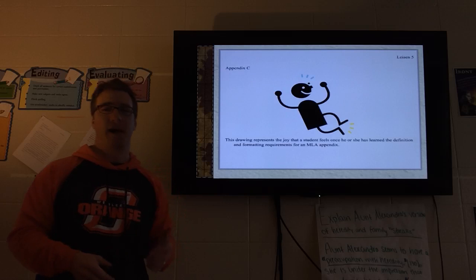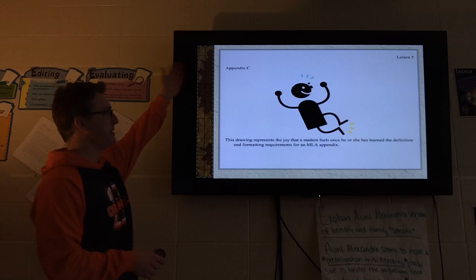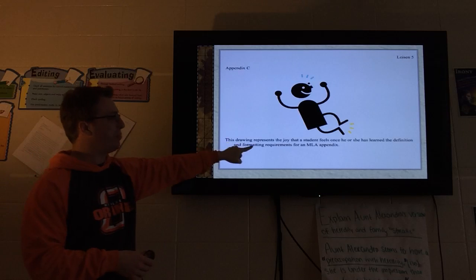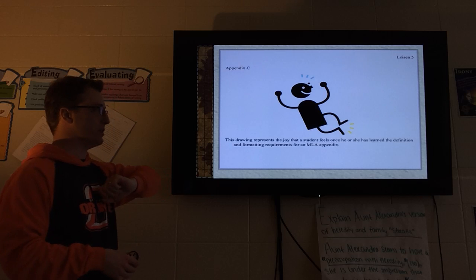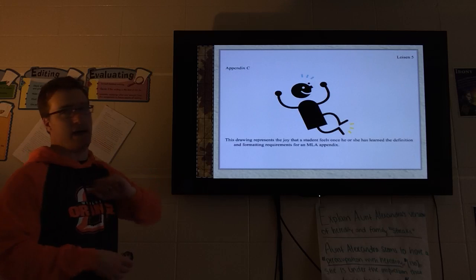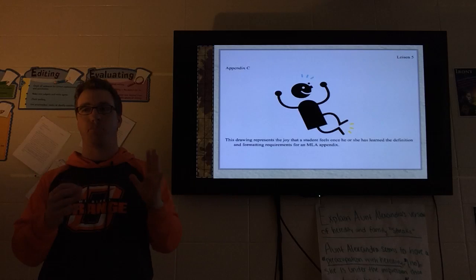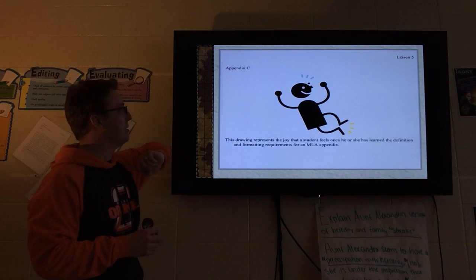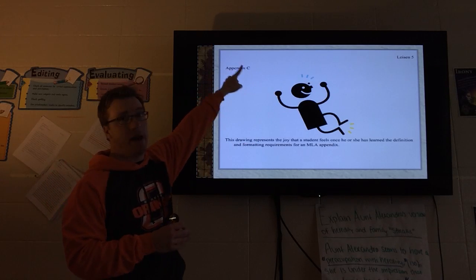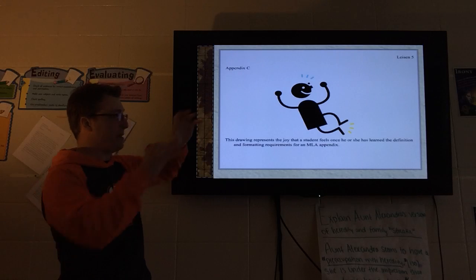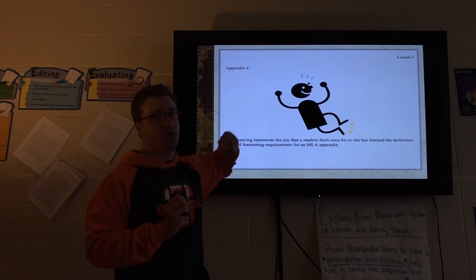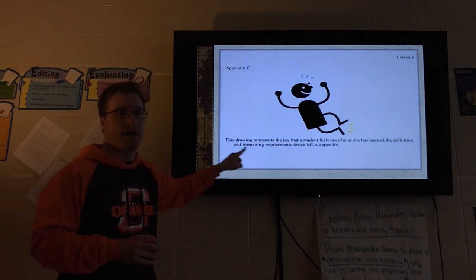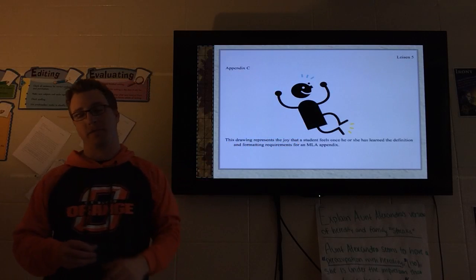So, this is an example of an appendix. Appendix C. Imagine this was a paper that I just gave you. This drawing represents the joy that a student feels once he or she has learned the definition and formatting requirements for an MLA appendix. So picture your paper. Last name and page number up in the upper right-hand corner. Appendix C. This would match somewhere in the paper, wherever you had Appendix C. Your image, your diagram, your additional story, whatever you want, and then a description. What am I looking at? That comes at the end of your paper.